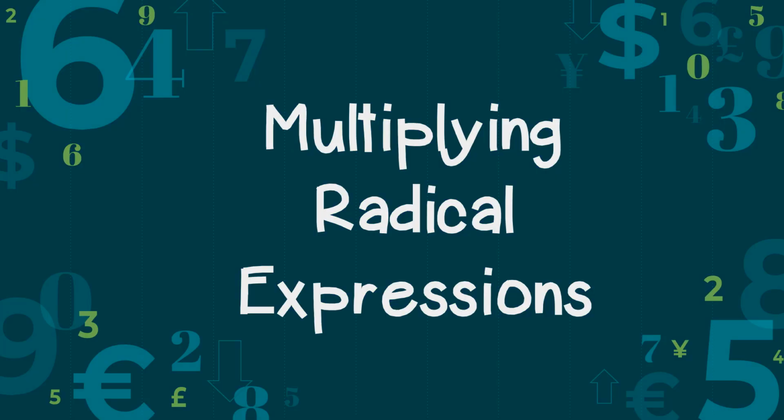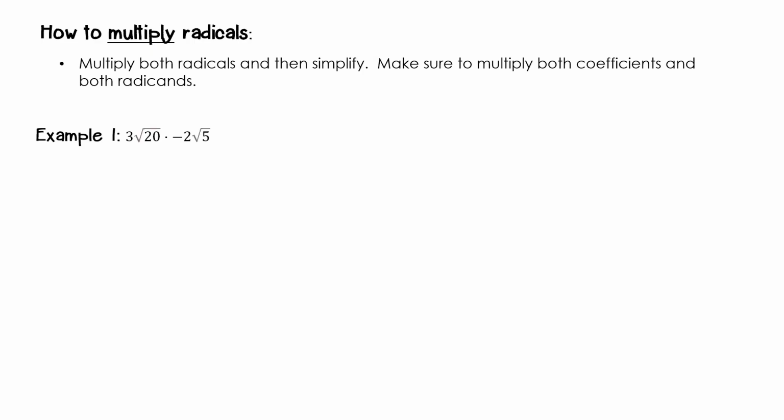This video is going to walk us through how to multiply radical expressions. So when we're multiplying radicals, different from yesterday when we were adding and subtracting radicals, in order to add and subtract, both of the numbers underneath the root have to be the same. Whereas when you're multiplying, you're allowed to multiply radicals that are not necessarily like terms.